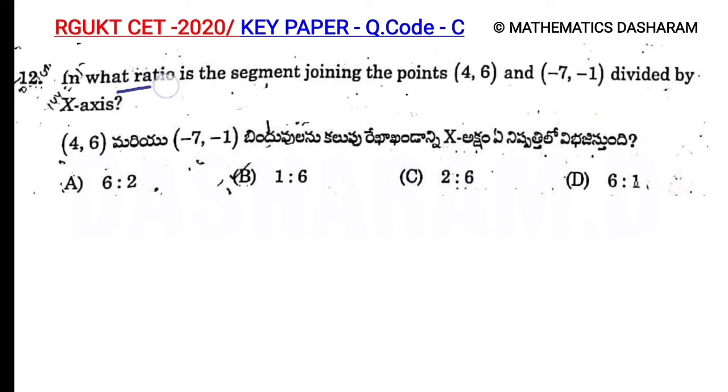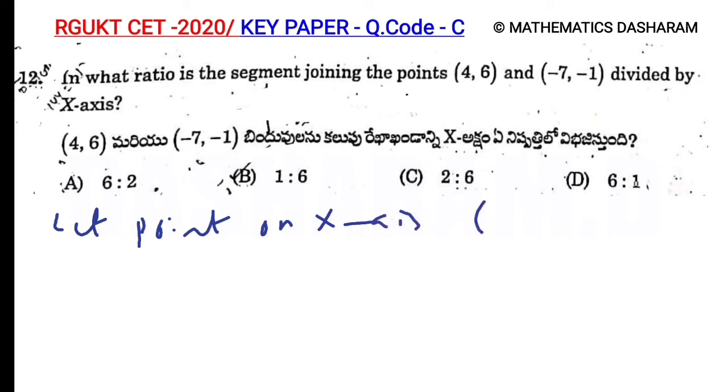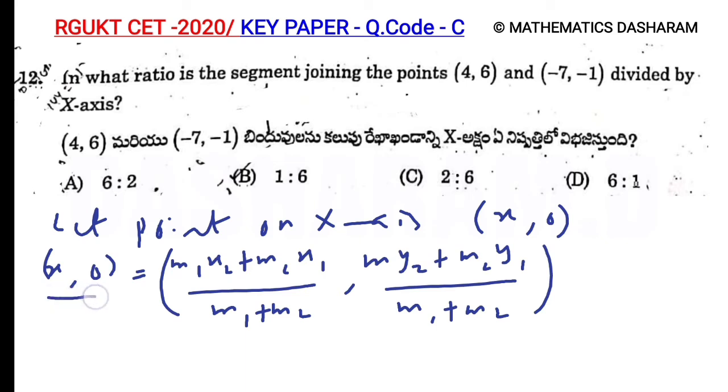12th question: in what ratio is the segment joining the points divided by the x-axis? So let's take the point on the x-axis as (x, 0). Then (x, 0) equals (m1 x2 plus m2 x1) by (m1 plus m2), (m1 y2 plus m2 y1) by (m1 plus m2). To get the ratio, just equate the y coordinates. The y coordinate is 0 here. Let's equate them and substitute y1 and y2.